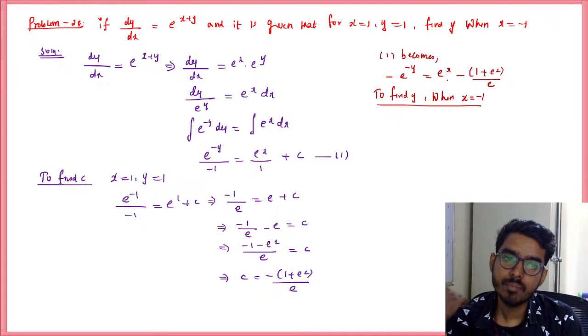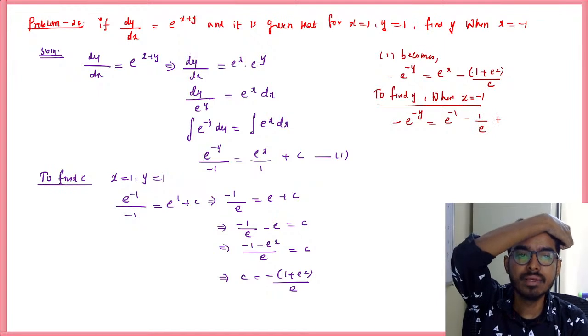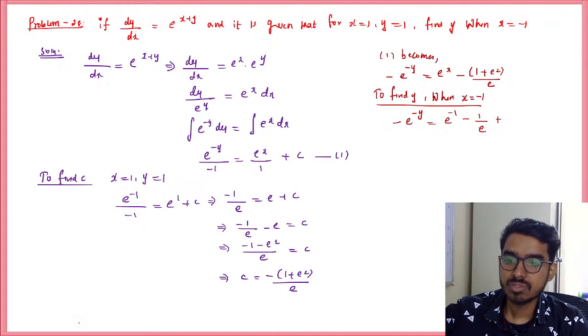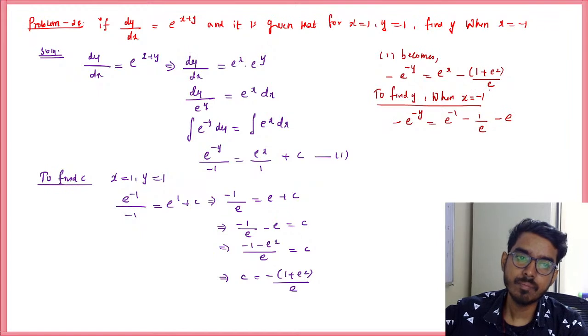So when x is minus 1, this will be minus e power minus y, e power minus 1, minus 1 by e plus, just bring this minus side, minus 1 by e plus minus 1 by e, this e will get cancelled. So we have minus e, right? So if you bring this 1 by e square by e. So this e power minus 1 and this will get cancelled, right? So we have minus e power minus y is equal to minus e. Again, this will get cancelled.